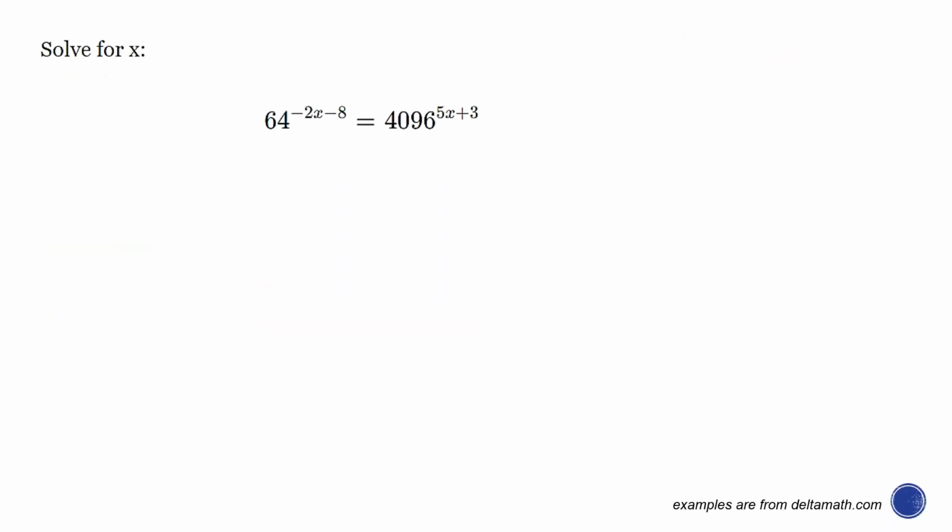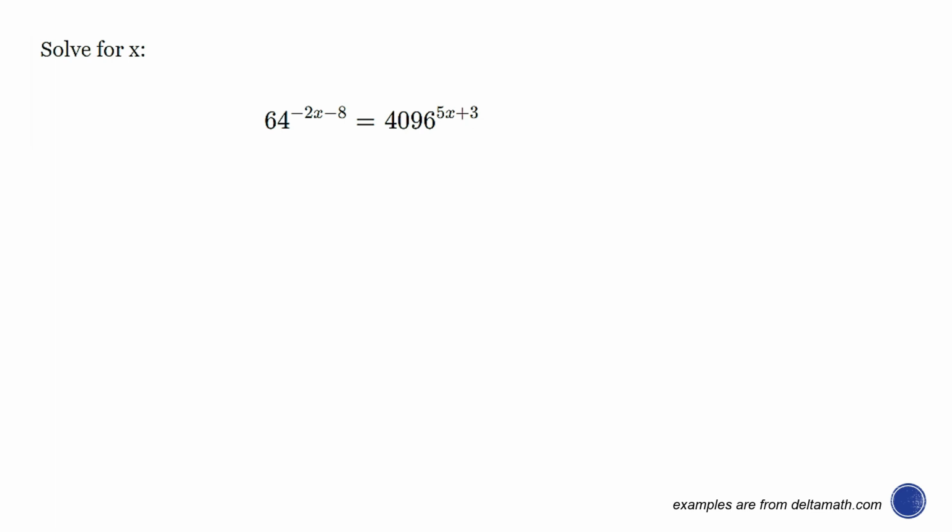Okay, so here we have 64 raised to negative 2x minus 8 equals 4096 raised to 5x plus 3. Now, if you remember the previous video that I had about exponential equations, the objective here, before we set up the equation, is to come up with exponential numbers that have the same base. So we have here 64 and 4096. The first question is, how are we going to express those two numbers in exponential form in such a way that the base will be the same?